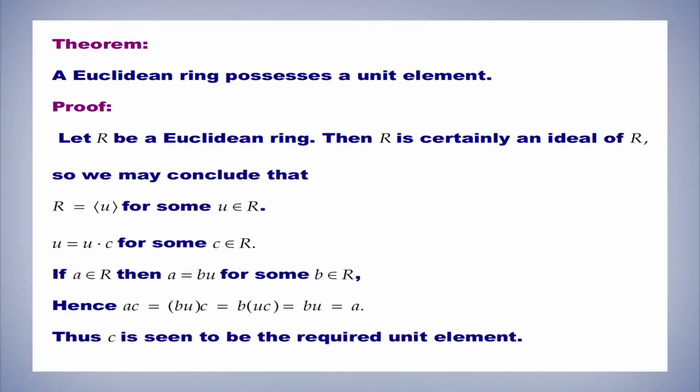The next theorem is: a Euclidean ring possesses a unit element. Proof: let R be a Euclidean ring. Then R is certainly an ideal of R. So we may conclude that R equals the ideal generated by U for some U belonging to R. Thus, every element in R is a multiple of U. Therefore, in particular, U equals U times C for some C belonging to R. If A belongs to R, then A equals BU for some B belonging to R. Hence, AC equals BUC, which equals B times UC, which is equal to BU, which in turn is equal to A. Thus, C is seen to be the required unit element.